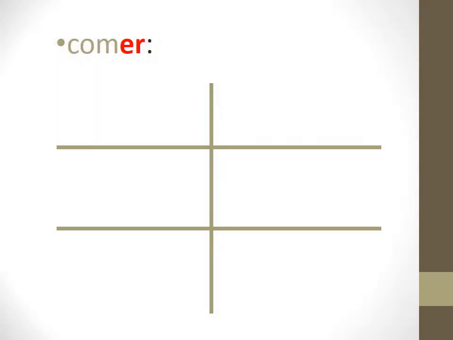Now we're ready to practice. I'll do one example with you, and then you can stop the video and do the second example on your own. First, comer, an ER verb. Step 1 is to drop the ER off of the ending. So, make sure that you have COM for every conjugation in every box.